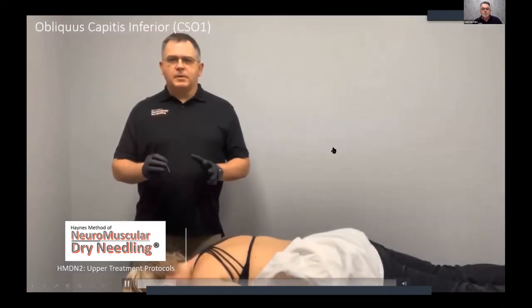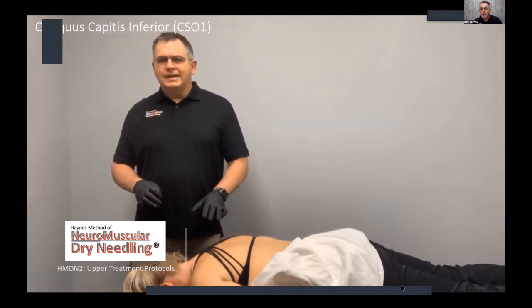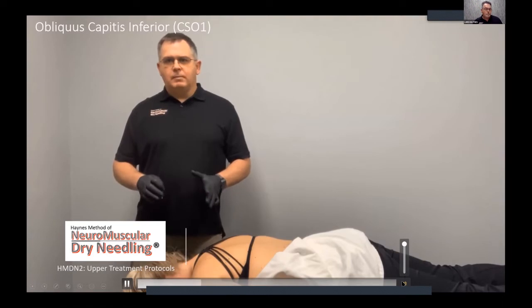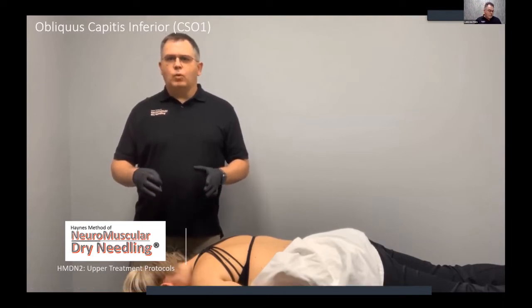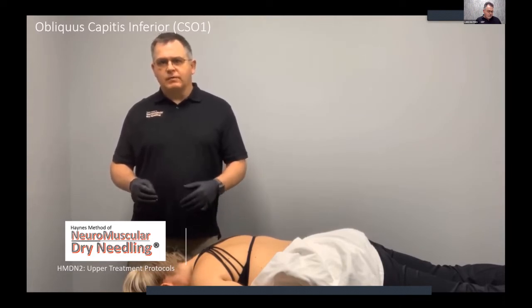In the suboccipital region, the obliquus capitis inferior. The patient is going to be in the prone position. Needle length is only going to be about 2 centimeters. The backdrop here will be the lamina of C2. Precautions: greater and lesser occipital nerve, the third occipital nerve, second cervical nerve, the spinal column, and the vertebral artery.